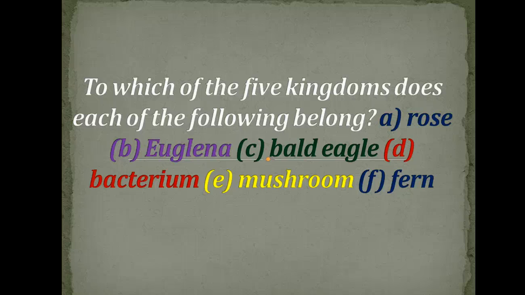To which of the 5 kingdoms does each of the following belong? Rose, Euglena, bald eagle, bacterium, mushroom, and fern.